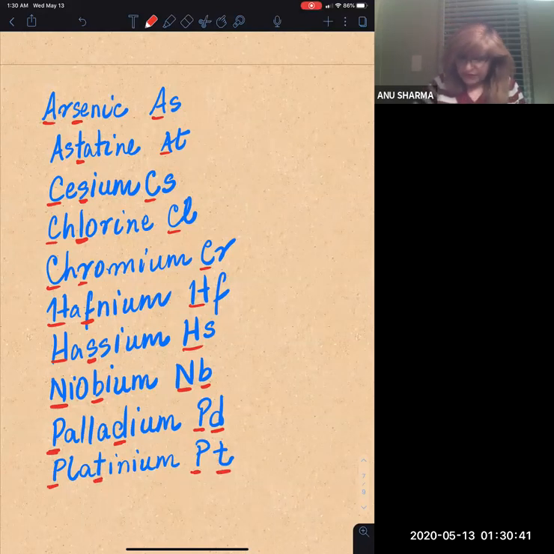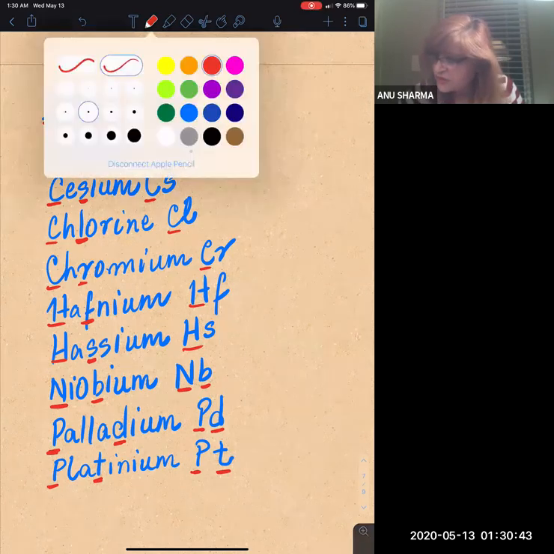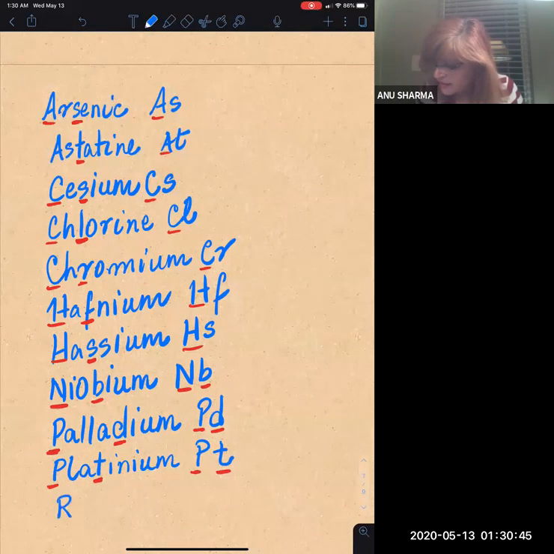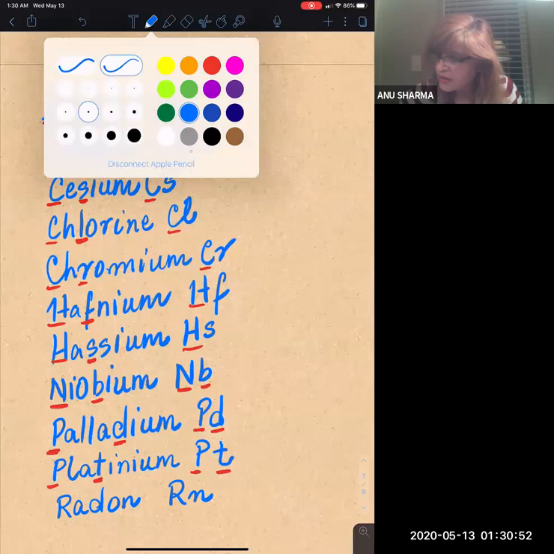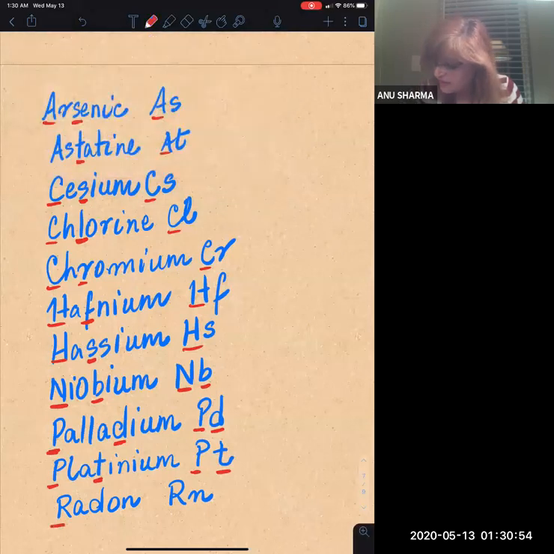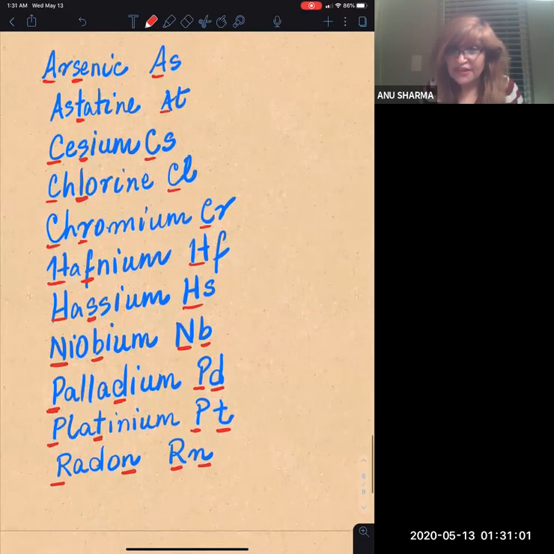Another one is, for example, radon. It's a very interesting one, radon, R-A-D-O-N, radon, and this becomes Rn, okay? Radon, Rn, and here is your R, and this is N, okay? R and N. So the last letter, interestingly, in the case of radon.